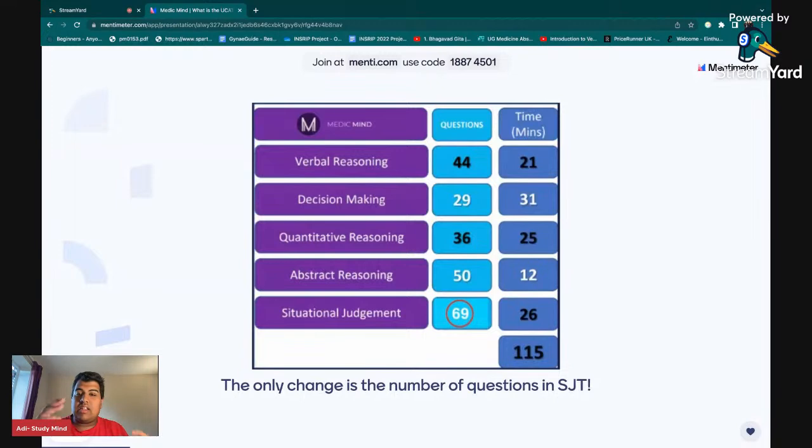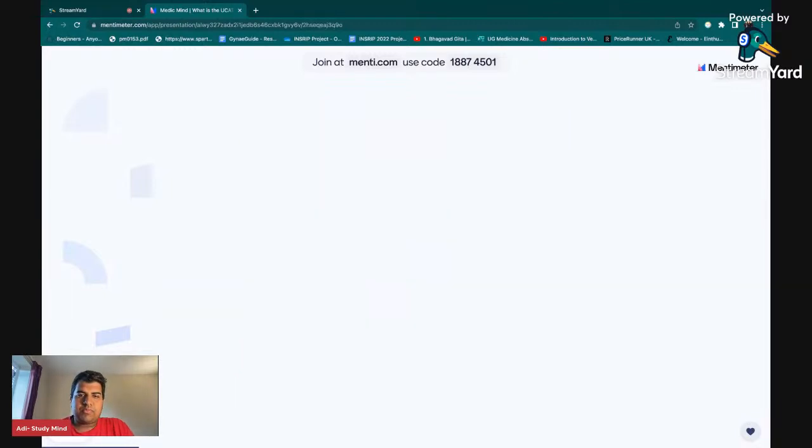And decision making, again, still at 29 questions in 31 minutes. Quantitative reasoning, 36 questions in 25 minutes, and abstract reasoning, 50 questions in 12 minutes, which continues to be the shortest section. The situational judgement is the only one that's been changed to 69 questions in 26 minutes. So overall, you have 150 minutes.